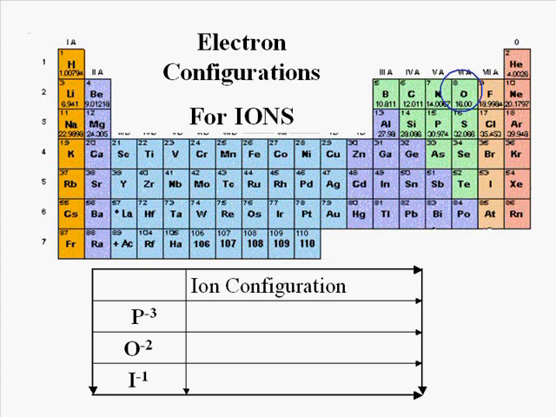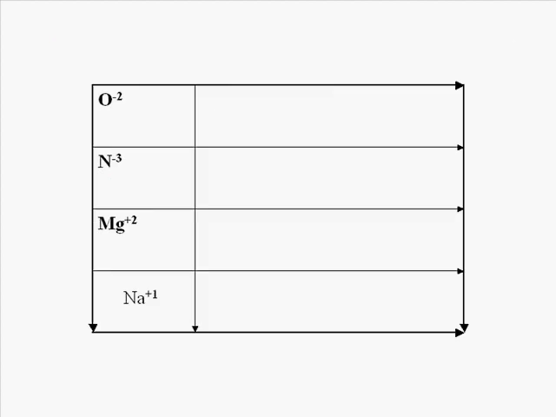Doing electron configurations for anions, these will add electrons to mimic the noble gas that comes after them. So again, you will be looking at group 8A. Phosphorus with a -3 charge will gain 3 electrons to mimic the noble gas argon. Oxygen with a -2 will mimic the noble gas that comes after it, which is neon. Iodine with a -1 charge gains 1 electron to mimic the noble gas xenon.